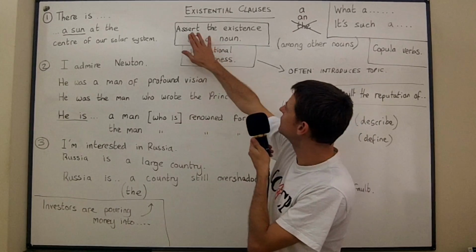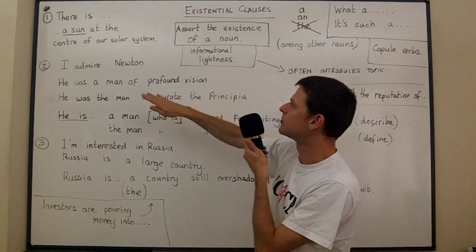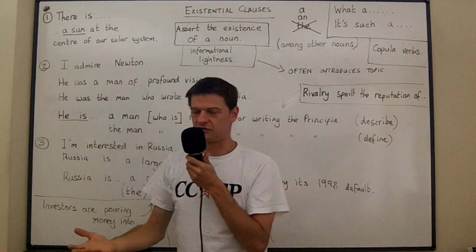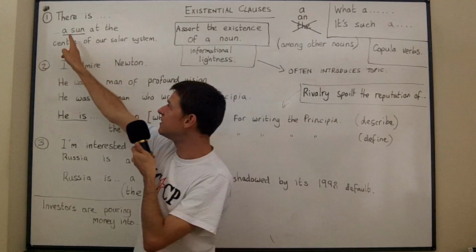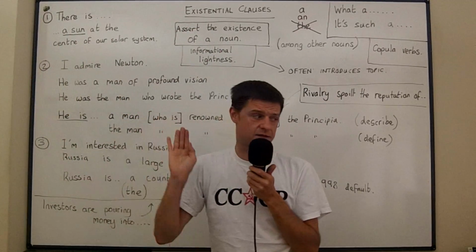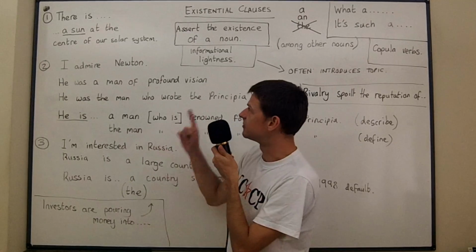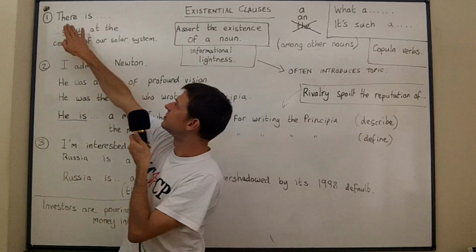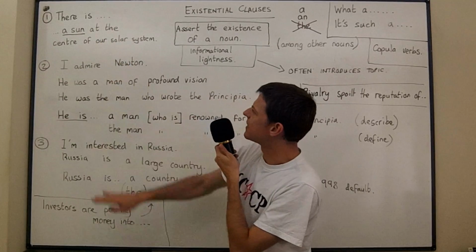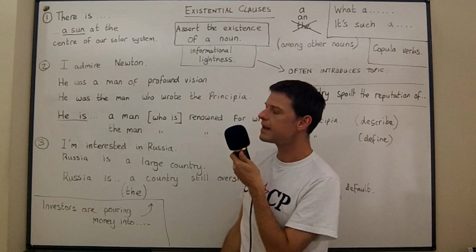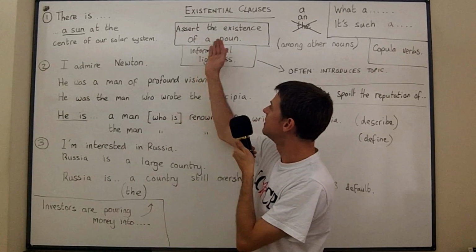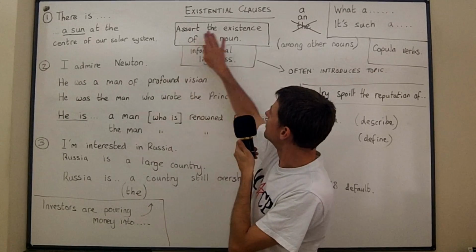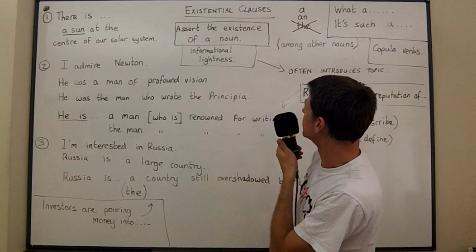So we assert the existence of a noun with a there is construction. We're saying that something exists, yeah? And so even with nouns which usually take the, like the sun, there's only one sun, we would still say there is a sun at the centre of our solar system. And this is simply because we're asserting the existence of the sun. Okay, so that's the main thing to remember with existential clauses.